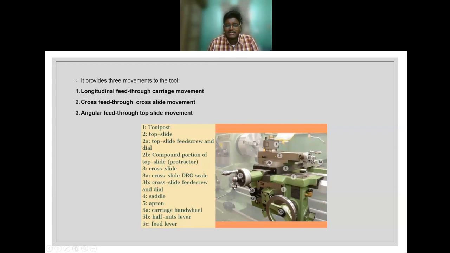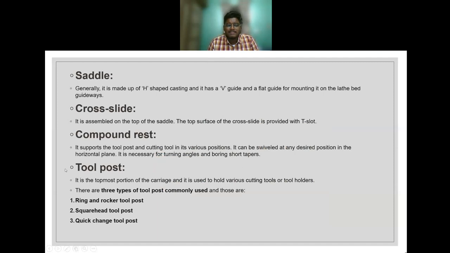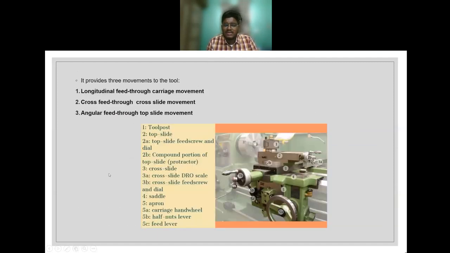If you are turning the 3B, the cross slide feed screw and dial, clockwise, it will move to the right side, and if you are turning anti-clockwise, it will come to the left side. And the fourth one is the saddle, within which everything is placed. It is the bottom-most part.